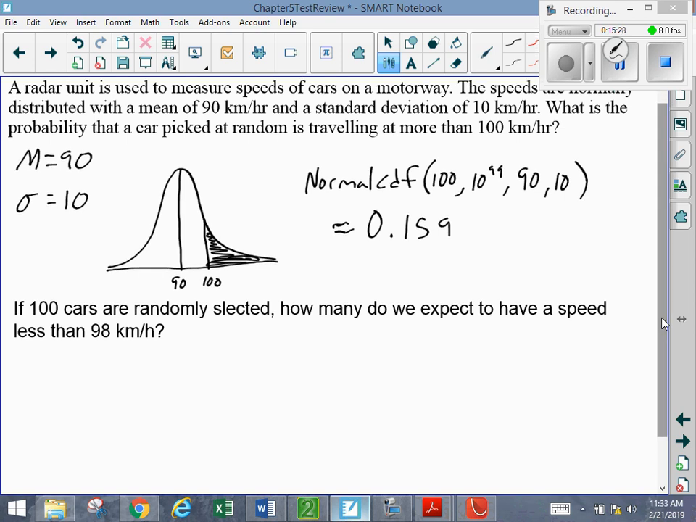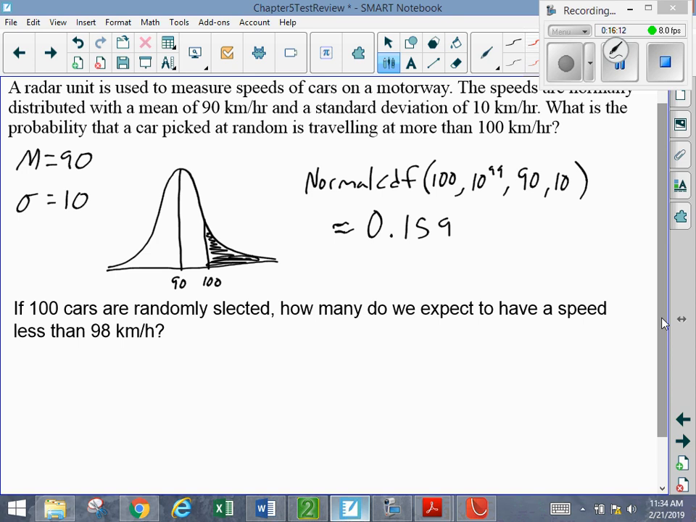if we selected 100 cars randomly, how many would we expect at a speed of less than 98 kilometers per hour? All right. Well, first of all, we'd like to find the probability that we would select a car that has a speed of less than 98 kilometers per hour, right? And we can multiply that times 100, and it'll give us the number of cars. We'll get a percentage, multiply it, that'll give us a number. So that's the plan.